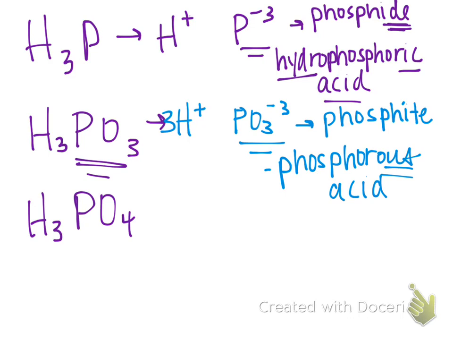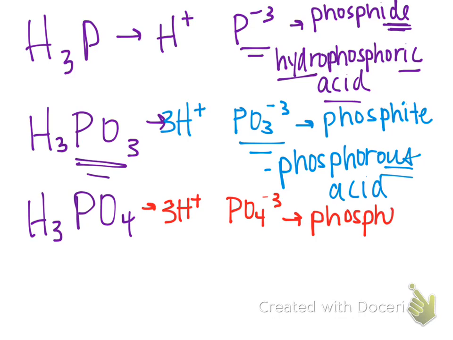And our last one here, if we separate it, leaves us with 3 H pluses, and it leaves us with PO4 minus 3, which is phosphate. And that means our acid name would be phosphoric acid.